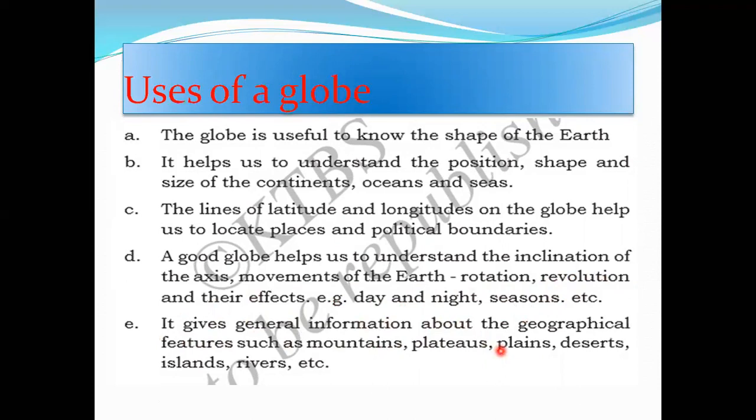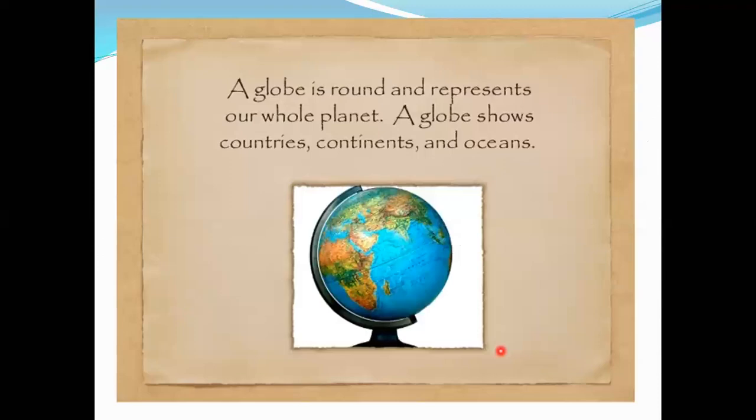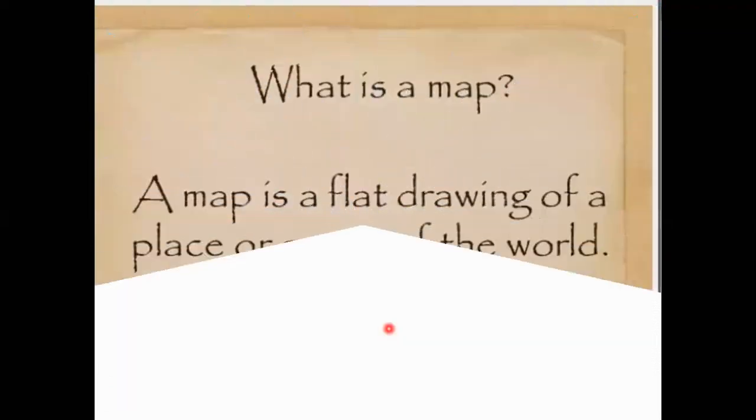The globe gives general information, children: mountains, plateaus, plains, deserts, islands, the physical features of the environment. That information we can see on the globe. So what is the globe? A globe is round and represents the whole planet. A globe shows countries, continents and oceans.